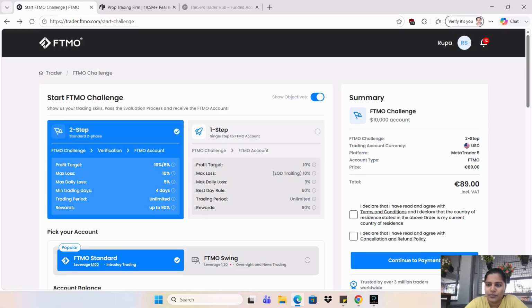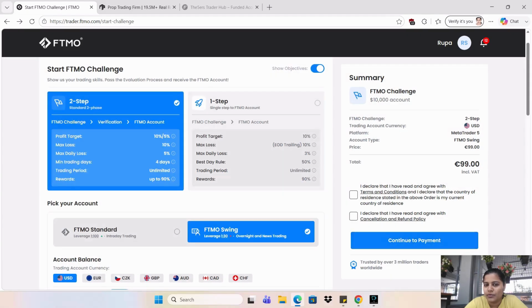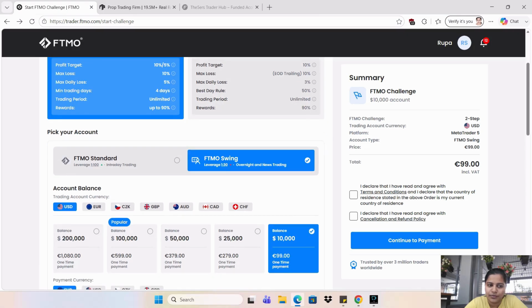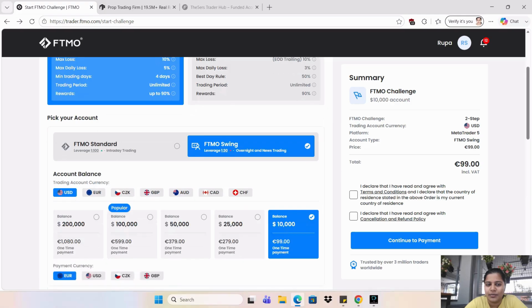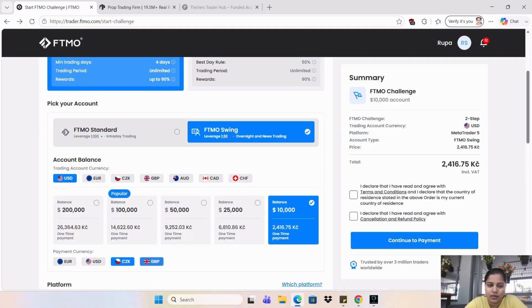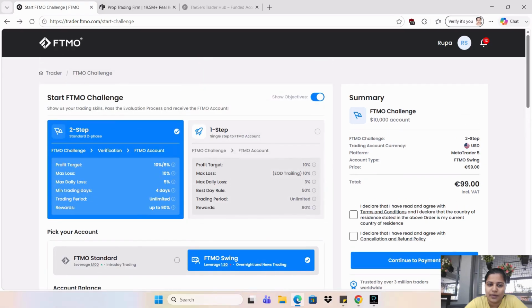So in our case, you can see that there are different fees for different accounts. For the 10K account the fee was 79 euro in the first phase, one step, and in the second step it's $89. Okay, so our profit target will be $1,000 in phase one and $500 for phase two, and we should not be having the maximum drawdown more than 10%. So our equity should not be falling below $9,000. Okay, and maximum daily loss is 5%. So we should not be having daily loss more than $500.